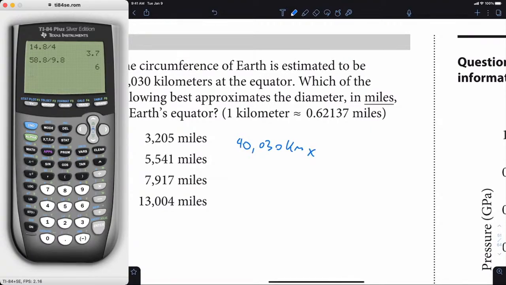So we're going to get that, and we want this in miles, so kilometers is going to go on the bottom because we want to cancel that unit out. And then we get 0.62137 on the top, so let's multiply.